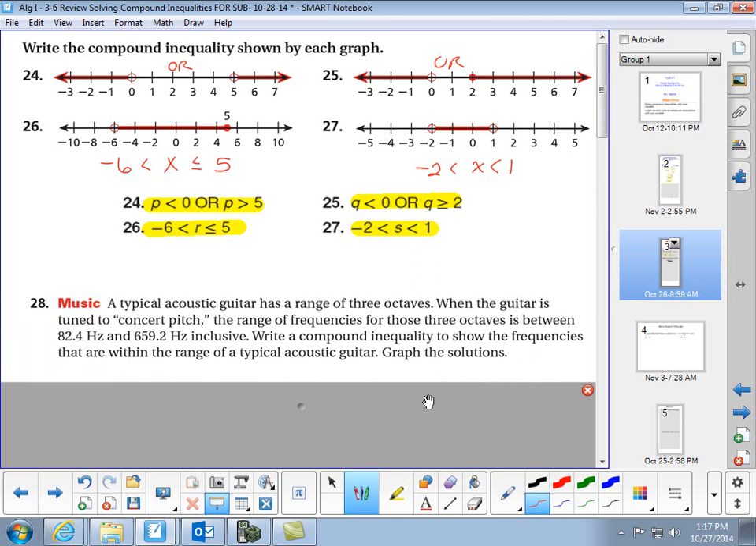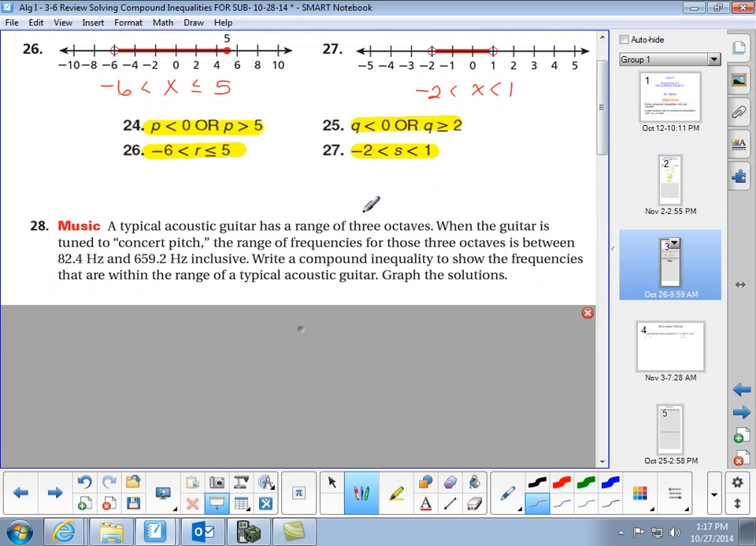Okay, 28, we were talking about an acoustic guitar, and it's considered to be in concert pitch if the range of frequencies is between 82.4 and 659.2. So write a compound inequality to show the frequencies that are within range of a typical acoustic guitar and graph the solutions. Well, they're telling you it's between. So once again, we have a lower bound of 82.4. We have an upper bound of 659.2.